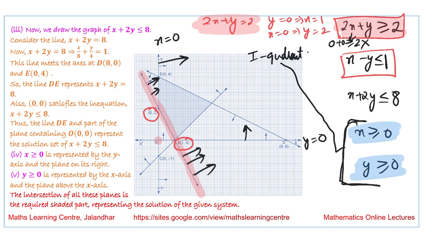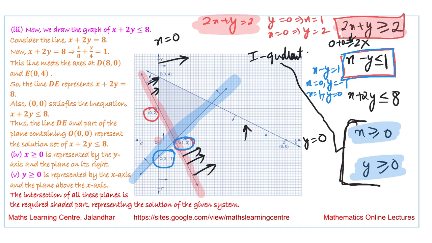Next, we have x minus y is less than or equal to 1. If we plot this line, we have x minus y equals 1. If we substitute x equals 0, we get y equals minus 1, so we have the point 0 comma minus 1. If we substitute y equals 0, we get x equals 1, the point 1 comma 0. So this is the line we have.